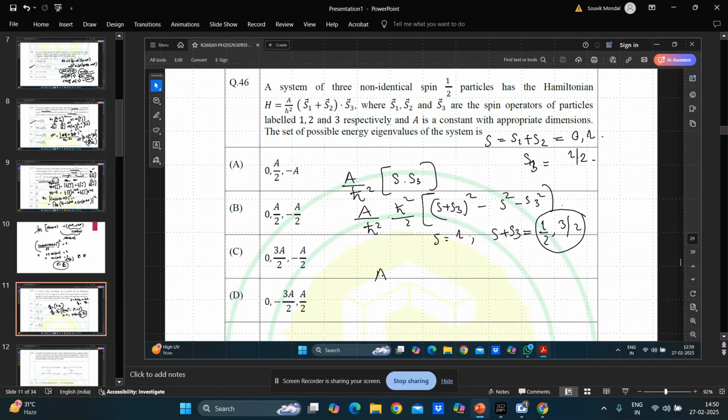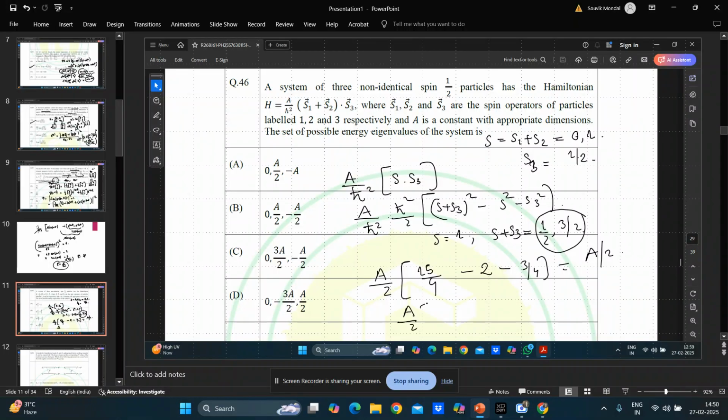So A by 2 into, let's say we are calculating with 3 by 2, that is 3 by 2 into 3 by 2 plus 1, which is 15 by 4, minus s square. So it is 1 into 1 plus 1, that is 2, minus s3 square, that is half into half plus 1, that is 3 by 4. So 15 minus 3 is 12, 12 by 4 is 3, 3 minus 2 is 1. So one value is A by 2.